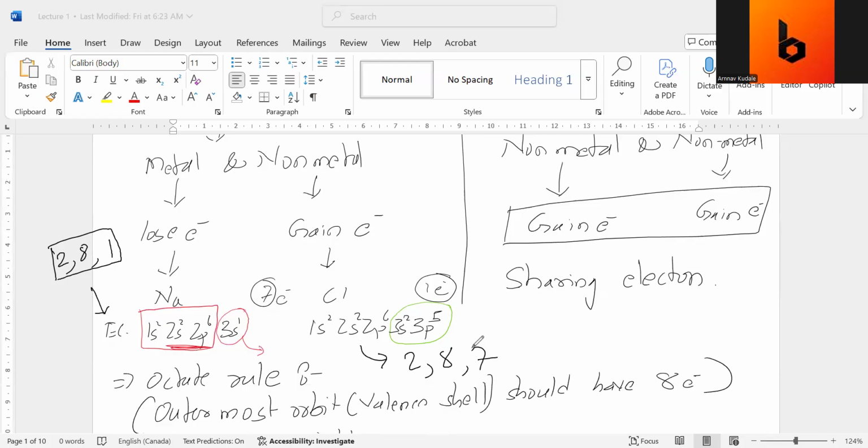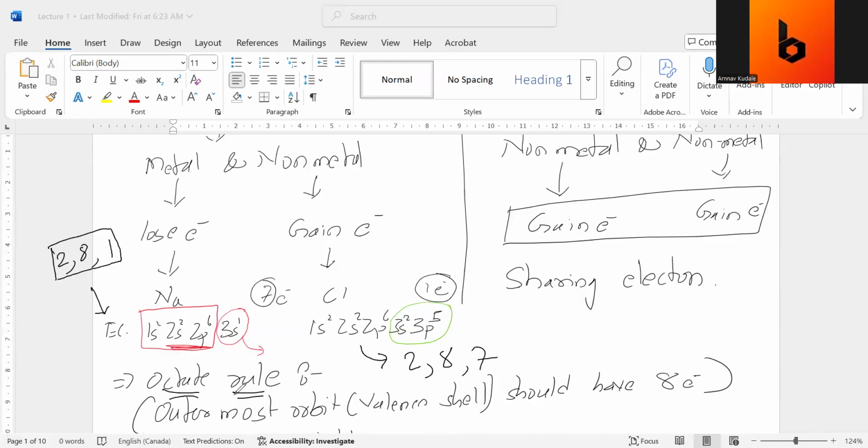Correct? So basically, are you aware of the octet rule? Yes, sir. What is the octet rule? Octet is an atom wants to have its last valence shell completed. So the first shell has two and the rest have eight. It wants to have that so it is balanced.